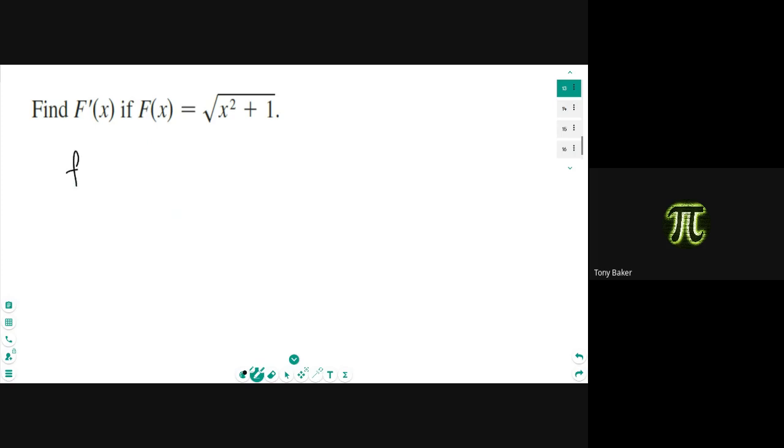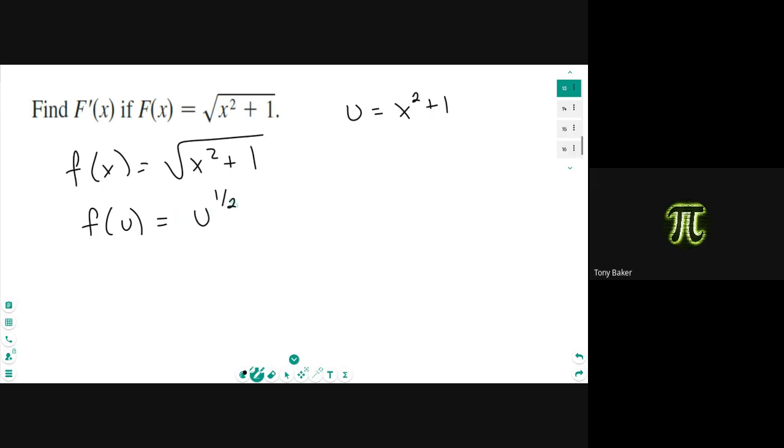So I've got f of x equals the square root of x squared plus 1. So what is the inside piece to this function? The x squared plus 1. So we're going to pull that out and make that u. And then I'm going to make f of u be u to the 1/2.